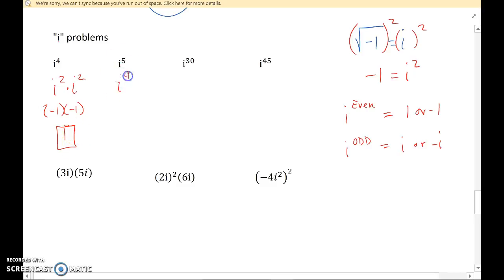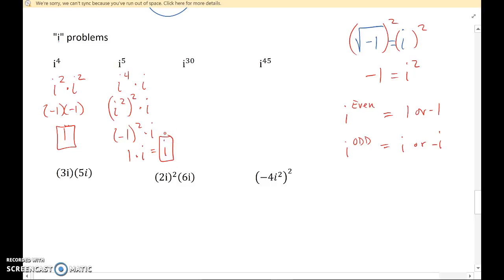Now, with i to the fifth, we can write this as i to the fourth times i. Another way of writing i to the fourth, besides the way I wrote it in the first problem, would be i squared, squared. Okay? And i squared squared, well, i squared is -1, so -1 squared times i, -1 squared is 1, so we have 1 times i, which gives us an answer of i.